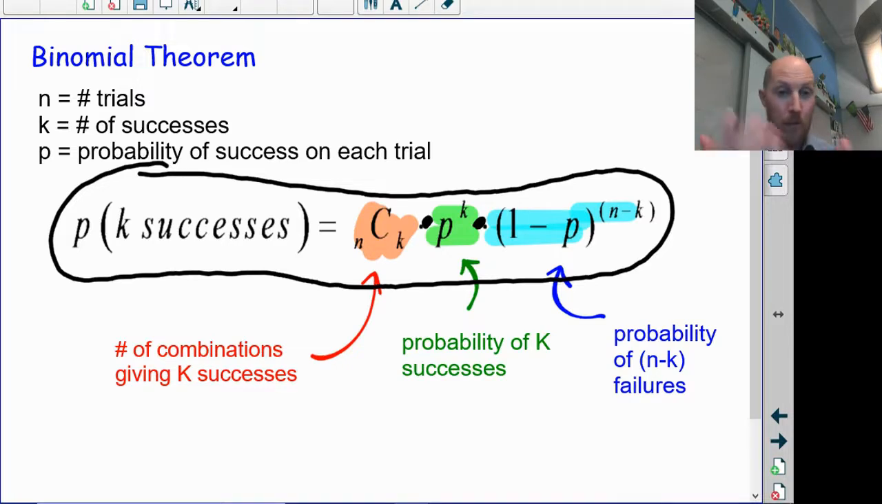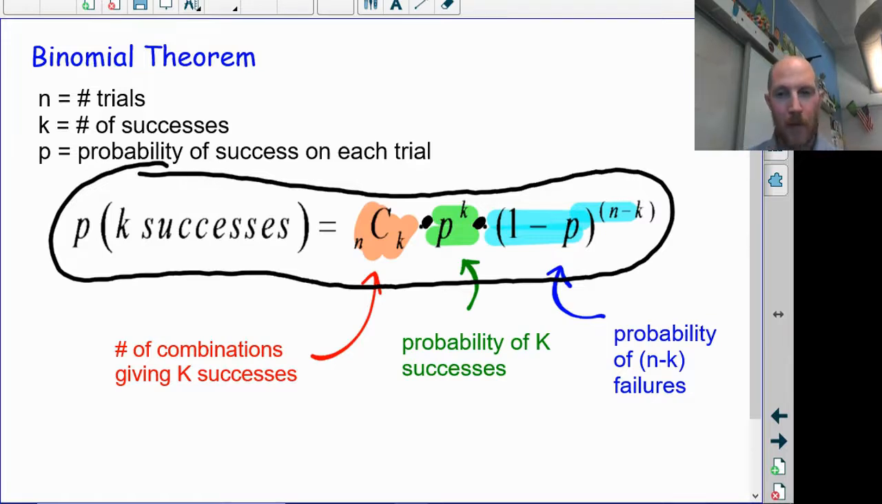And on the other hand, everything in blue is about failures. So the base, that 1 minus P, that's basically the probability of losing, right? We can get it by subtracting. 1 represents like 100%. If you subtract 100% minus the probability of winning, whatever's left is your probability of losing. Or we could just say, look, the blue part has to be focused on failure.